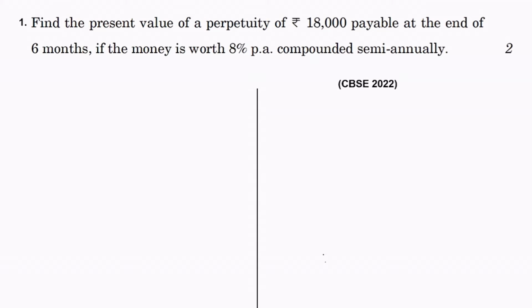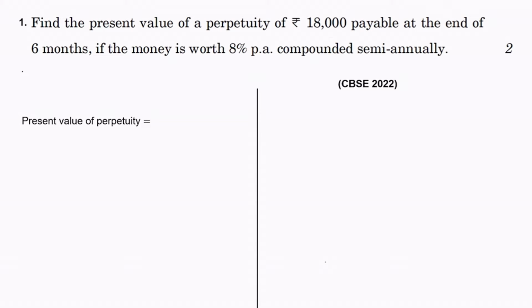So here we have the first question. Find the present value of a perpetuity of rupees 18,000, which is payable at the end of 6 months if money is worth 8% per annum, compounded semi-annually. So this is a very easy question. We have to find the present value of perpetuity when money is worth 8% per annum and it is compounded semi-annually. So first let us write what is given and then the formula, and then let us find the answer.